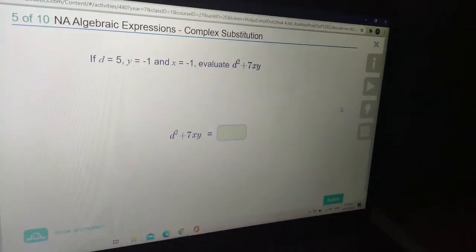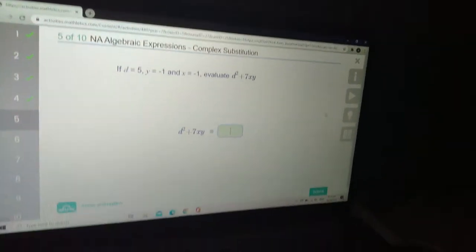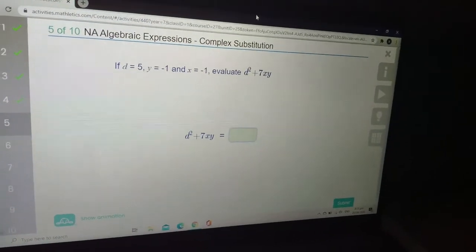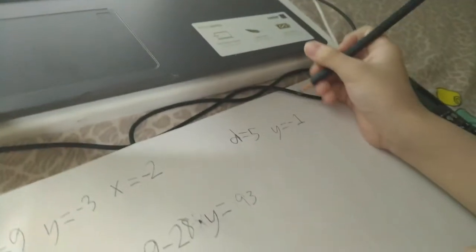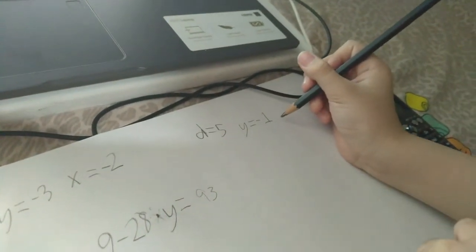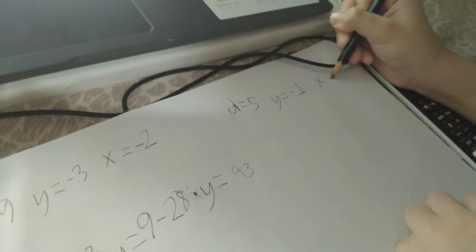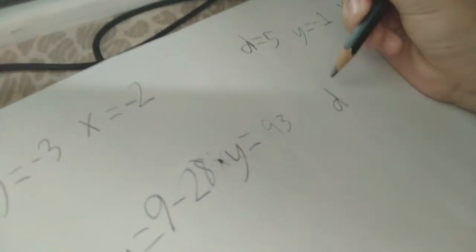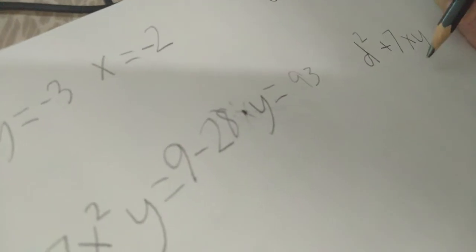Next: d squared plus 7xy. If d is 5, just like the previous problem, and y is negative 1, and it's going to evaluate. x is the same as y. I can't believe x is the same as y. Okay, d squared plus 7xy.